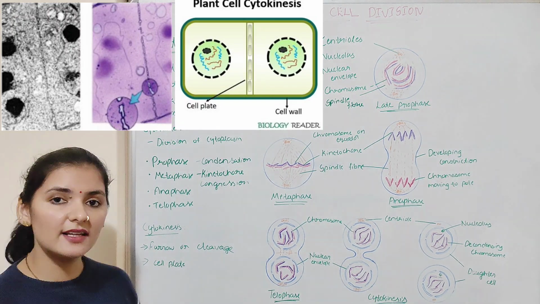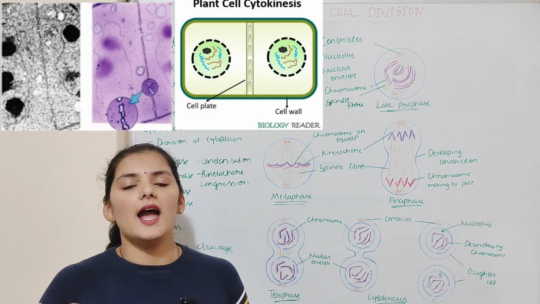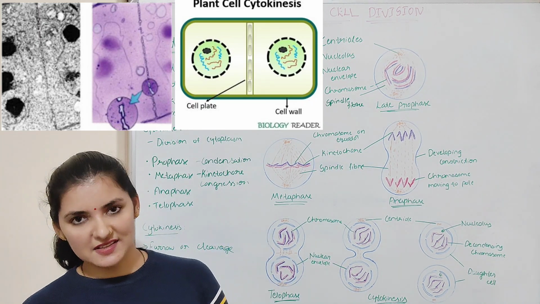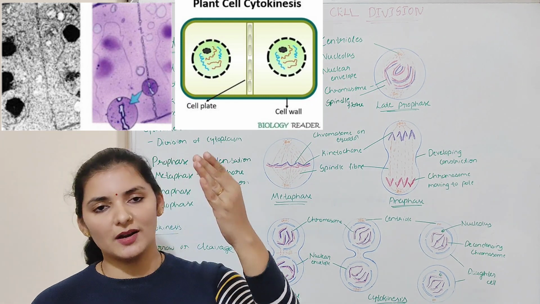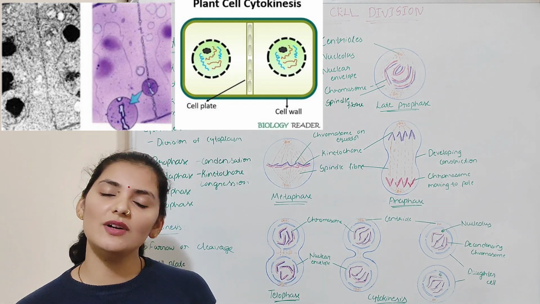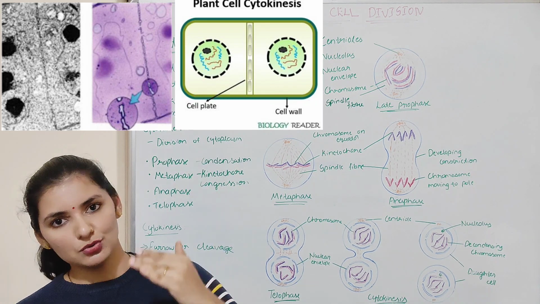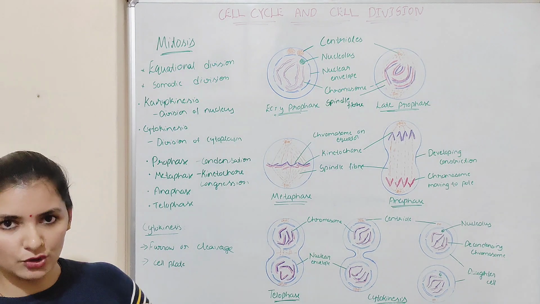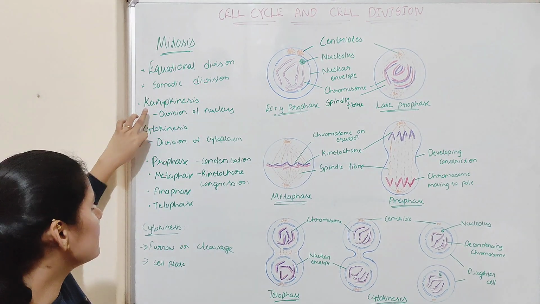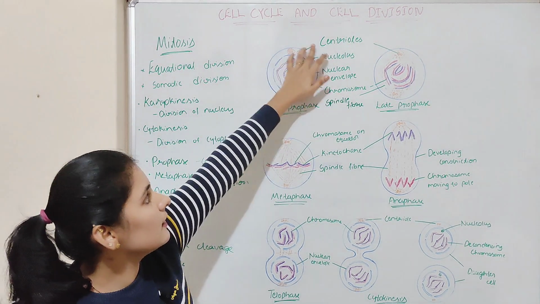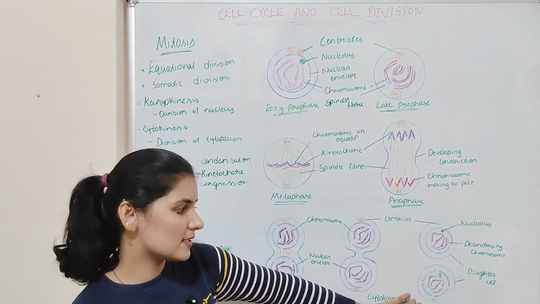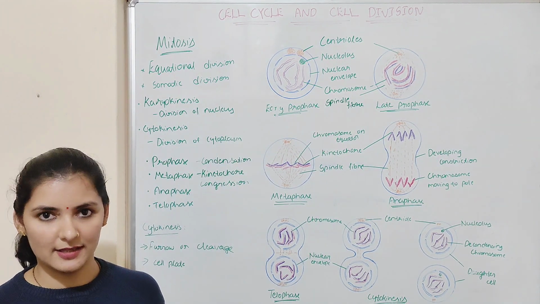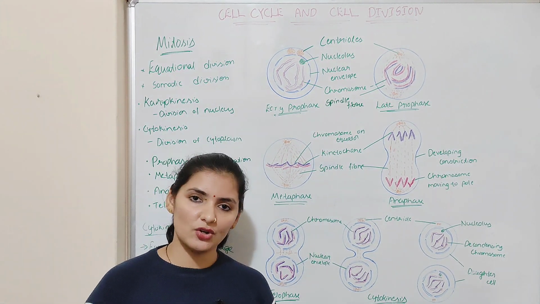So this cell plate is formed at the center of the cell, and this cell plate grows outward, which ultimately reaches the existing cell wall, thereby dividing the cytoplasm into two cells, or there is an equal distribution of cytoplasm to the two daughter cells. So that is about the cytokinesis process or division of the cytoplasm. So by karyokinesis and cytokinesis, a single cell divides into two daughter cells having an equal number of chromosomes similar to that of the parental cell. So that is all about the mitosis process.